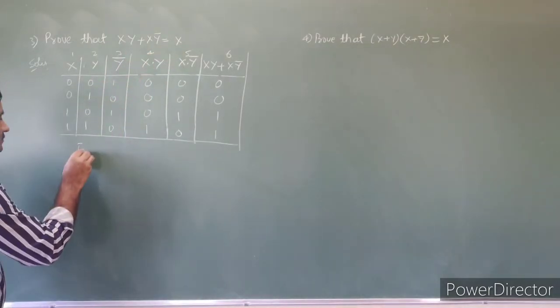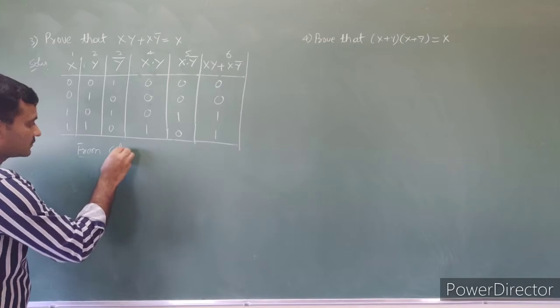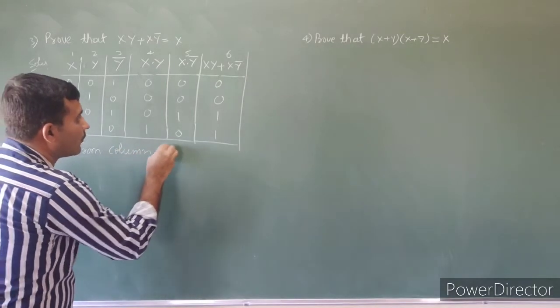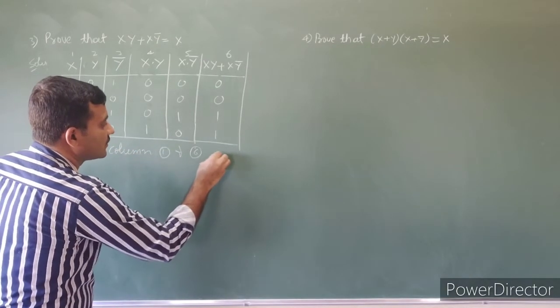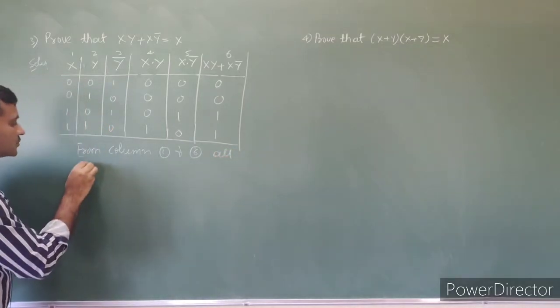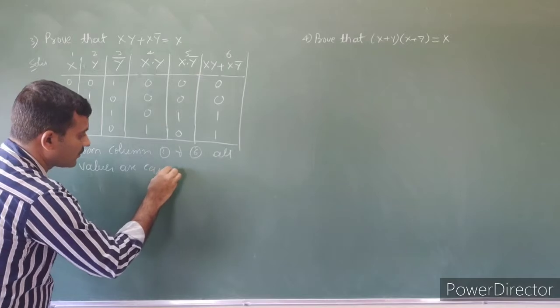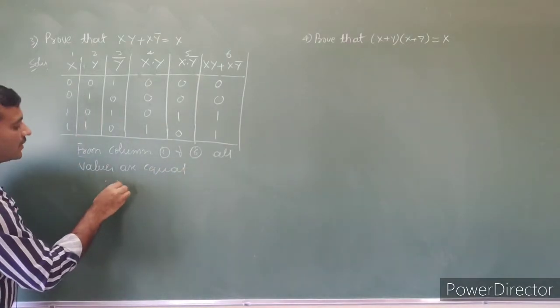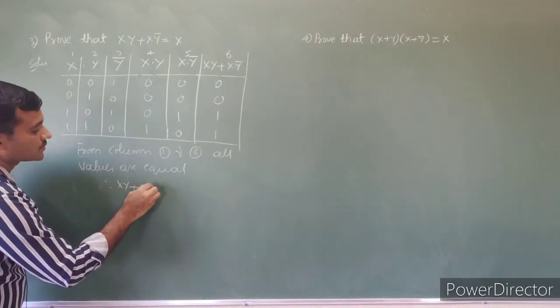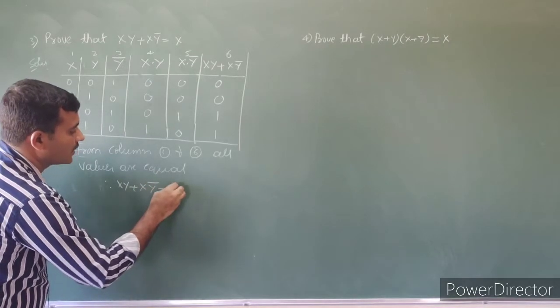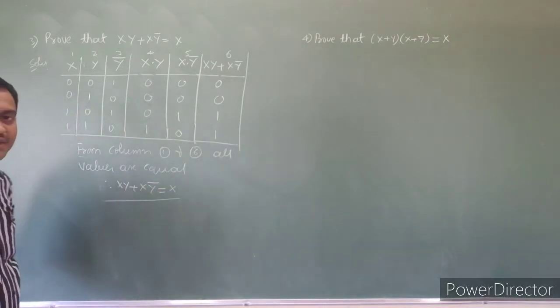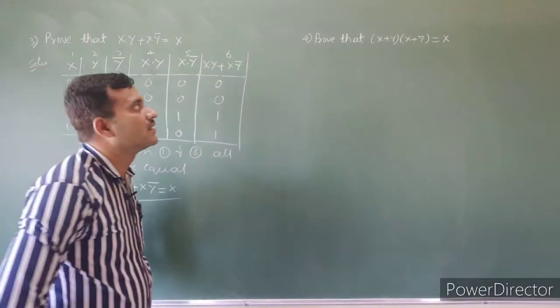So we have proved that xy plus xy bar is equal to x. That is, from column 1 and 6, all values are equal. Therefore, xy plus xy bar is equal to x. Evaluation of Boolean expression using truth table.